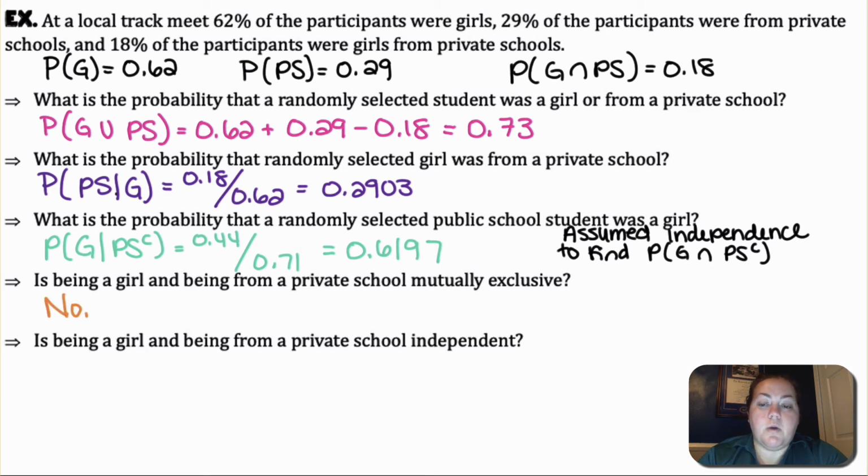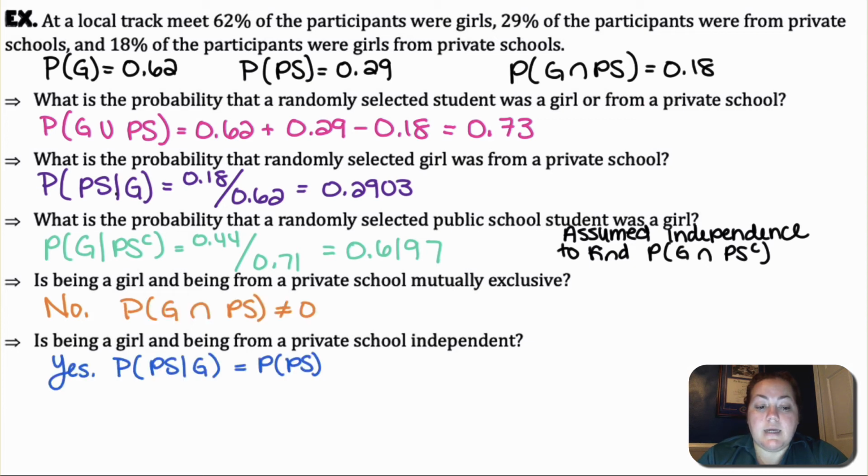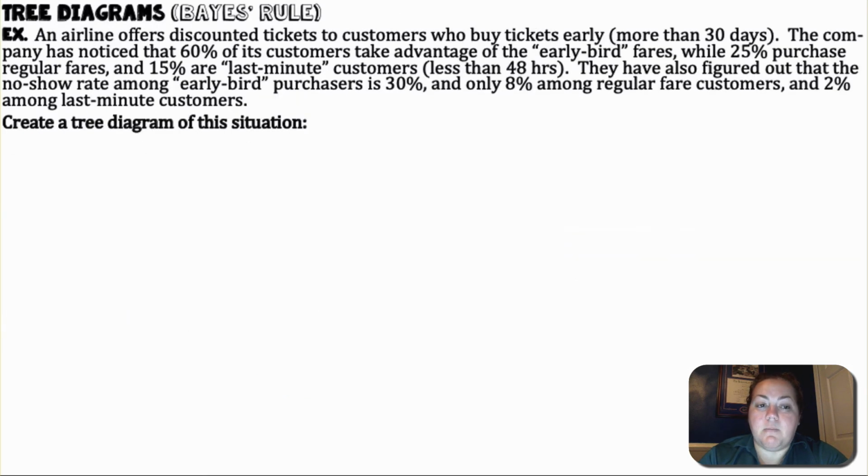Is being a girl and being from private school mutually exclusive? So no, in order to be mutually exclusive, again, that would have to equal 0. Is being a girl and being from private school independent? All right. Yes. So the probability of private school given they are a girl would be equal to the probability of private school. Well, private school given they're a girl, I found as 0.2903, which is equal to the probability of being from private school, which is 0.29. Okay. Sometimes they're not going to be exact, but they're going to be pretty close.